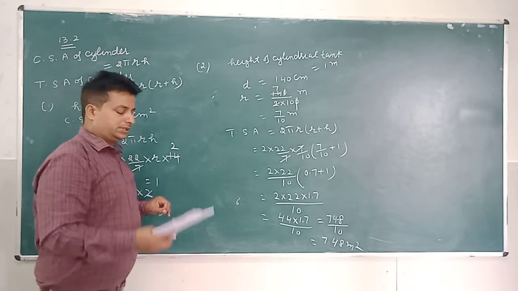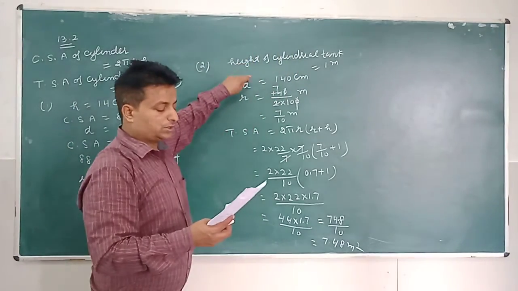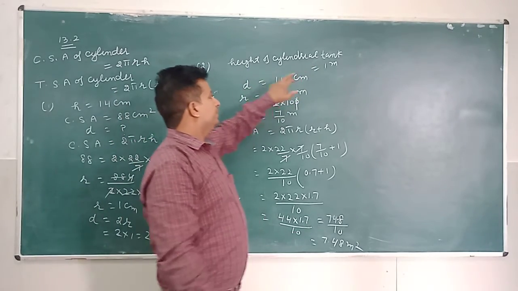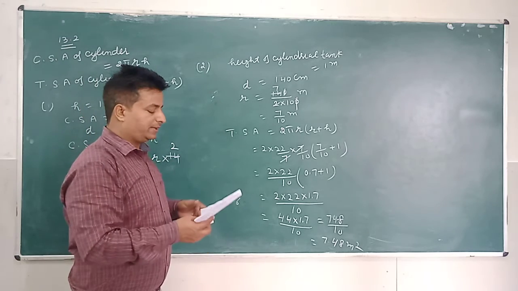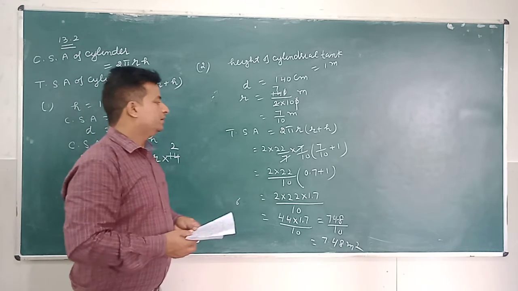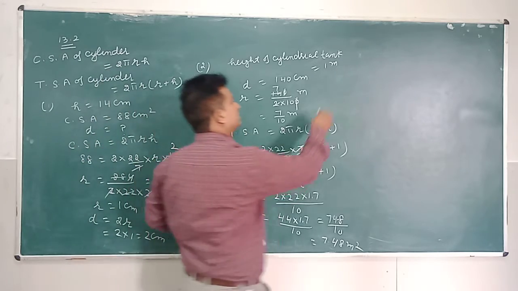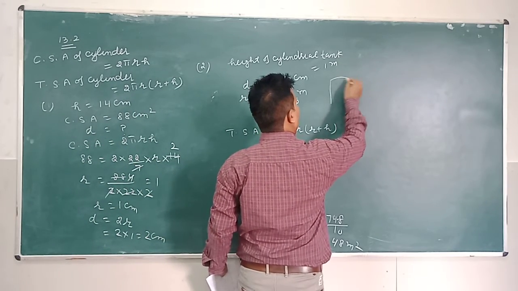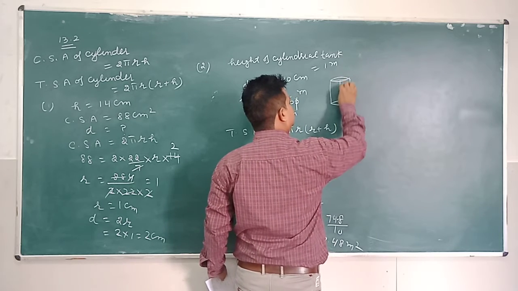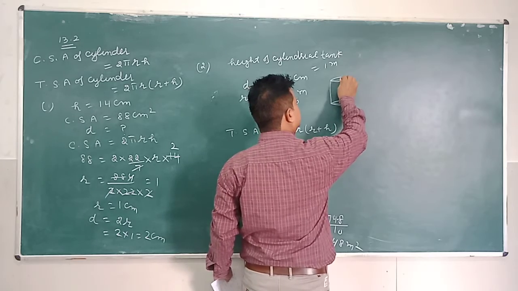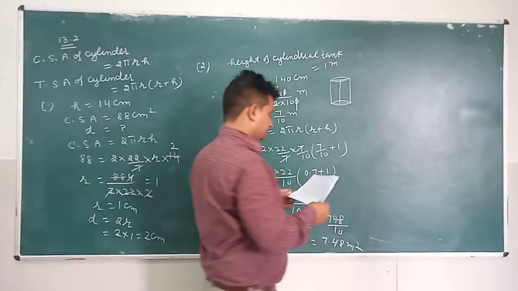In this question, the statement is: it is required to make a cylindrical tank whose height is 1 meter and diameter of base is 140 centimeter. We are required to find the metal used for making this tank. So we are required to find the total surface area. This means this is the cylinder, and we are required to find this and this. This is the curved surface area, and this is the area of the bases, πr square plus πr square plus 2πrh.